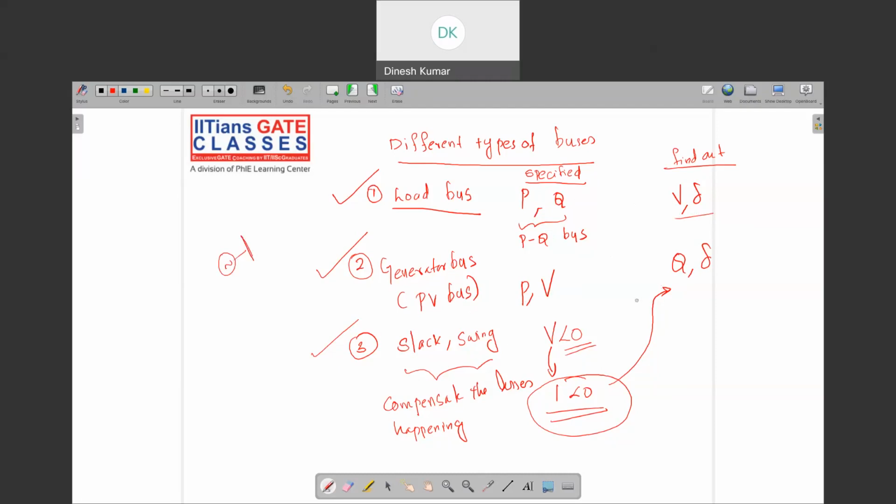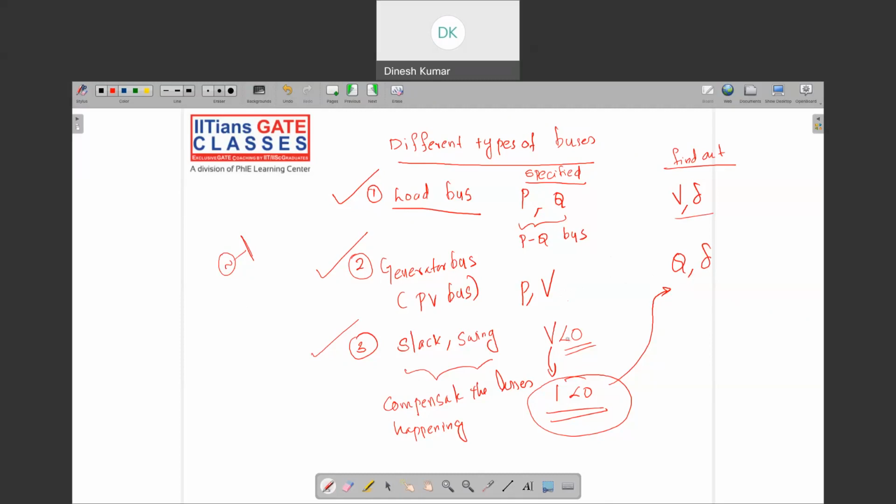The voltage and Q are actually related. If you study a synchronous machine, the voltage control happens through reactive power control, right? So we don't specify both, because both cannot be independently specified as they are dependent. So if P and V are specified, then Q and delta we have to find out.